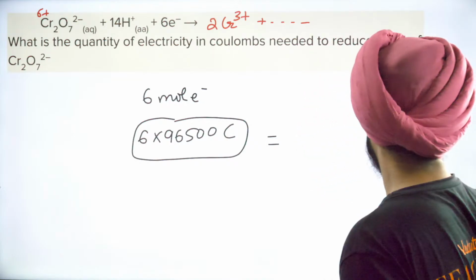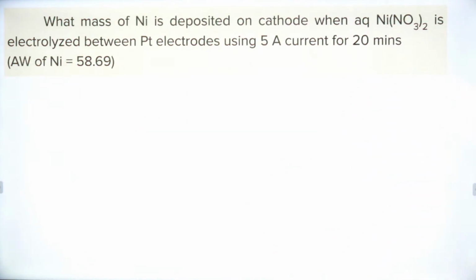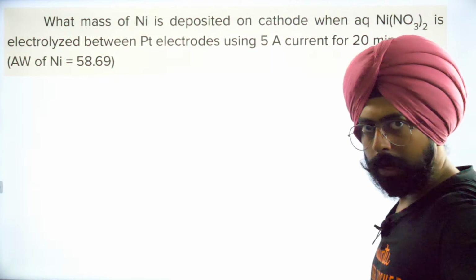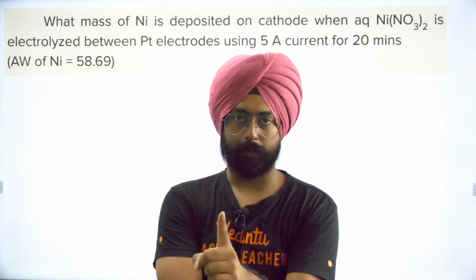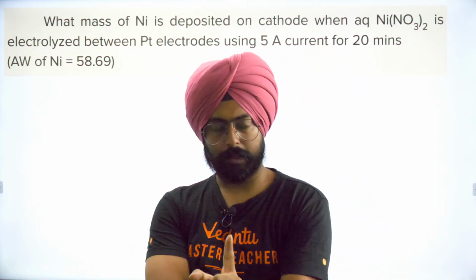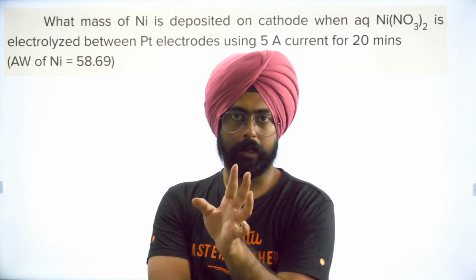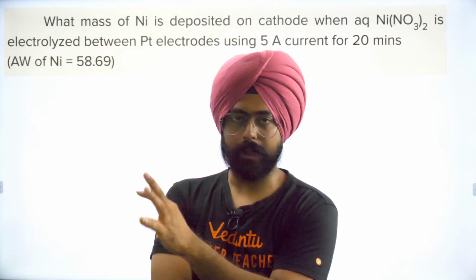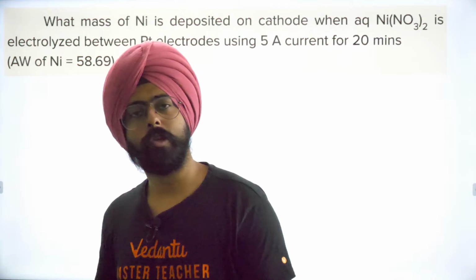Okay, let's do the next question. What mass of nickel is deposited on cathode when aqueous NiNO3 whole twice is electrolyzed between platinum electrodes using 5 ampere current for 20 minutes? Everyone solve this question step by step. You will automatically understand Faraday's law. If there is any doubt in the initial explanation that I gave you, solve this question yourself. You will be able to do it.